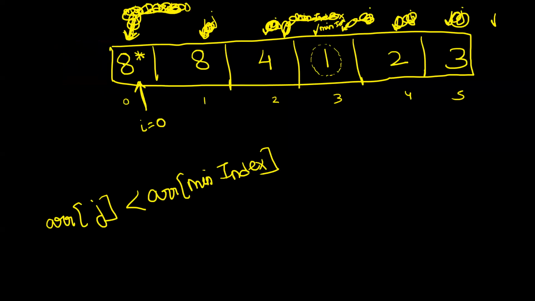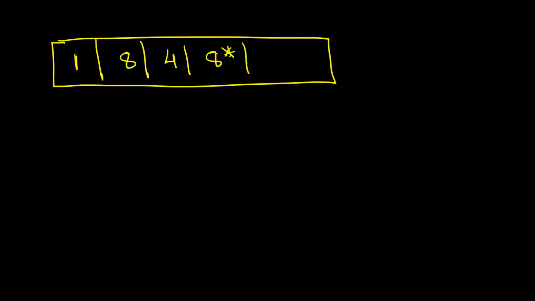Okay. So now 1 goes at index number 0. And you have 8, 4, 8 star, 2 and 3. Now I say that one pass of selection sort has been performed. And after one pass, I can tell you, boss, index number 0 is containing the correct element. Do you agree? Yes. Now what do I do? I do an I plus plus.